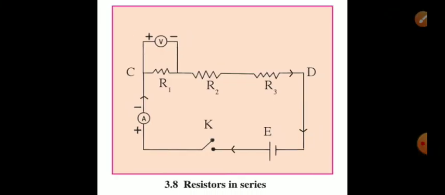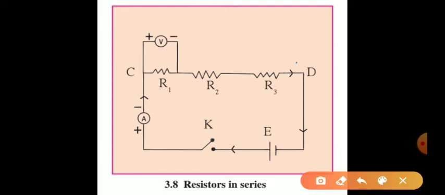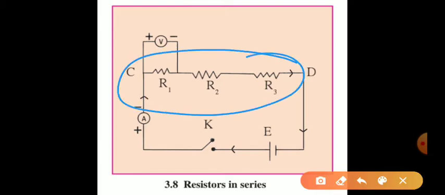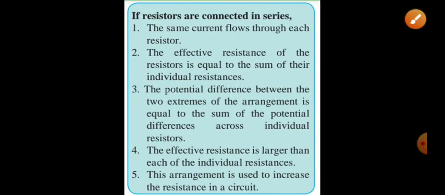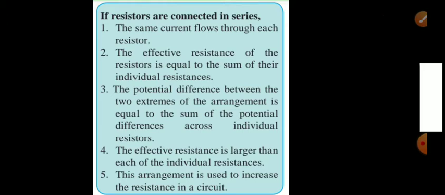You can see the diagram. This combination is called a series combination of resistors. So if resistors are connected in series, first, the same current flows through each resistor. Second, the effective resistance is equal to the sum of their individual resistances. Third, the potential difference between the two extremes of the arrangement is equal to the sum of potential differences across individual resistors. The effective resistance is larger than each individual resistance. This arrangement is used to increase the resistance in the circuit.